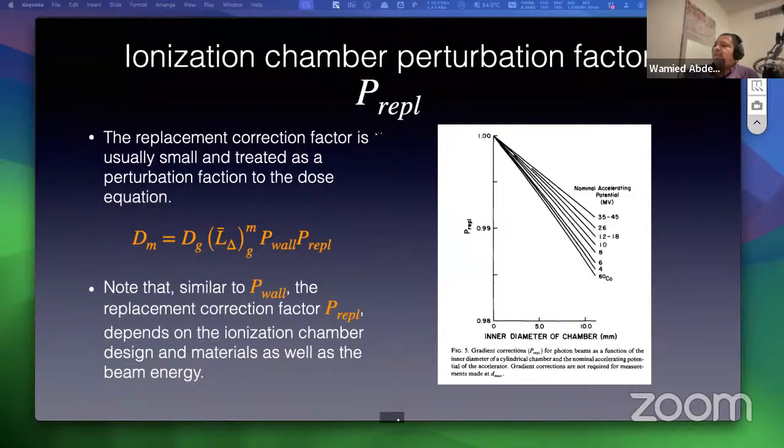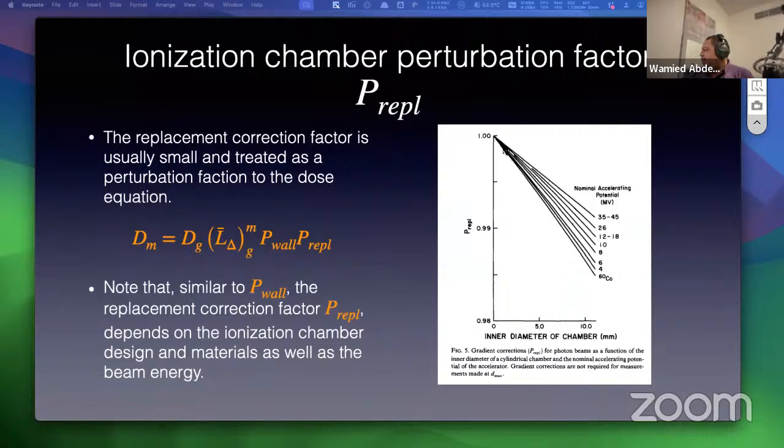And this perturbation factor is really not big. So this is from an older protocol. This is TG21, where they are plotting the P replacement correction factor as a function of the diameter of the chamber. So the larger the diameter of the chamber, the more air there is, and we would expect the effect of the presence of air to be larger.